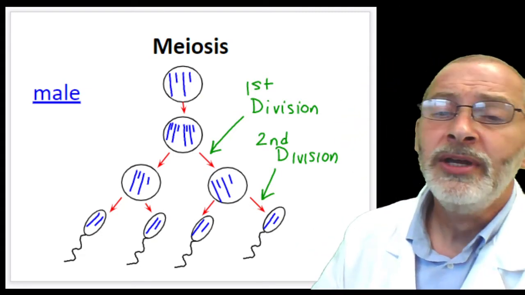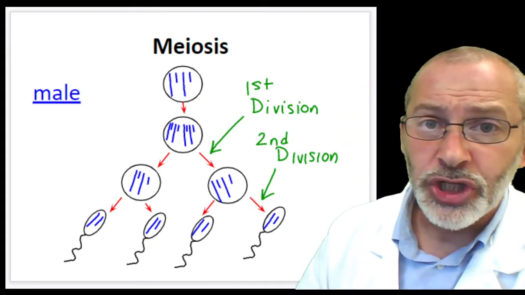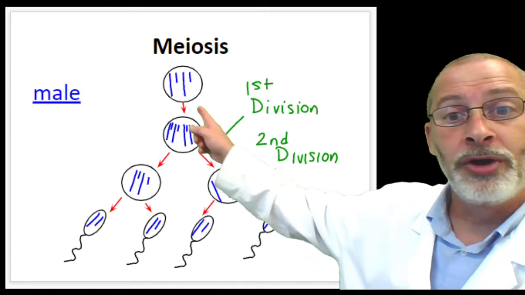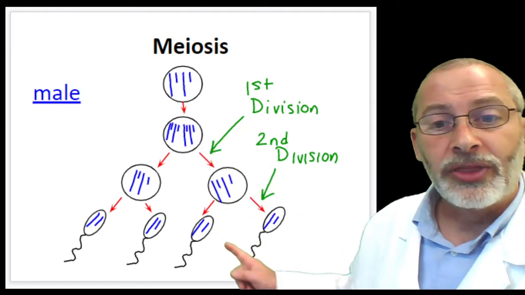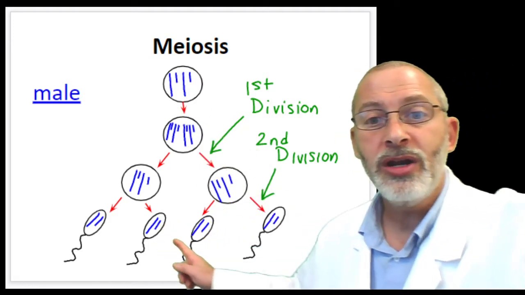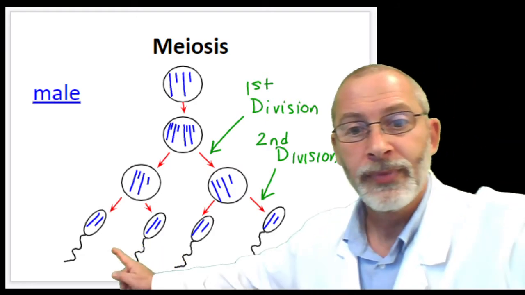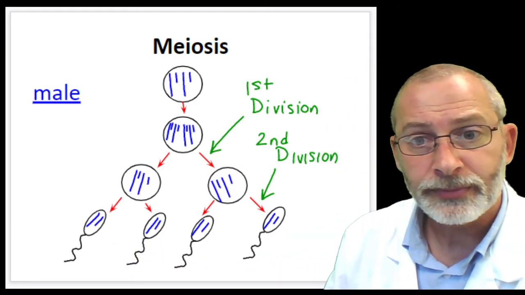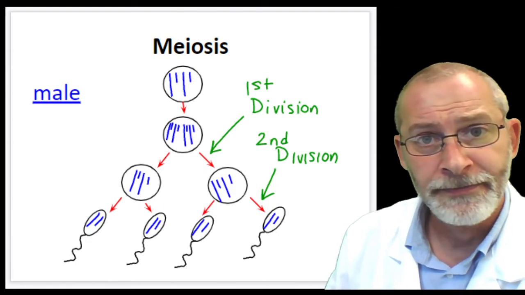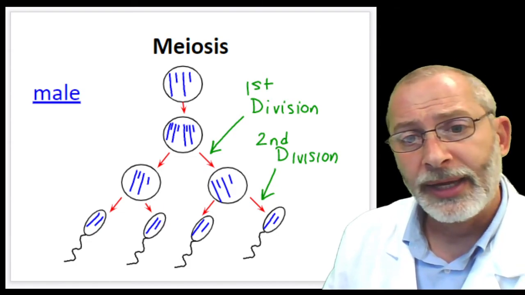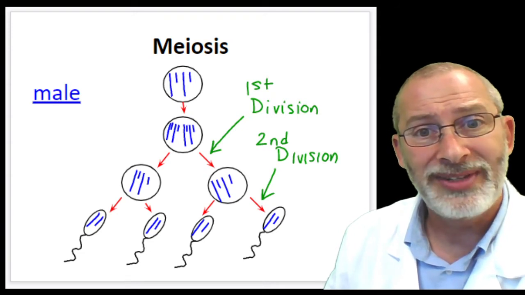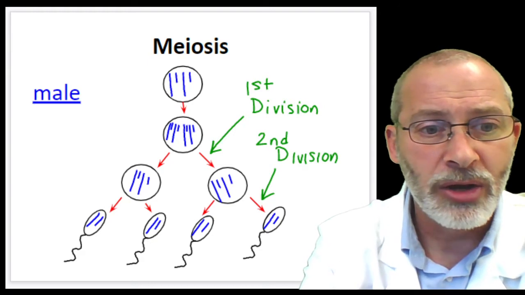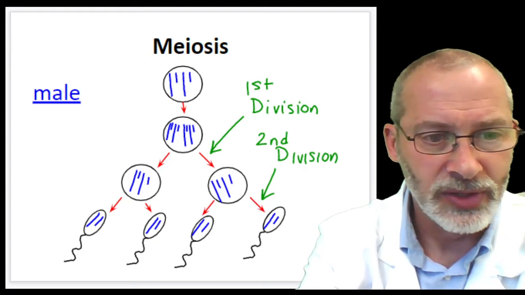So after the second division during male meiosis, from one original cell, we get the production of 4 sex cells that probably have an appearance that looks familiar to you. They look like little tadpoles. They have tails. They are produced with tails that enable them to swim. And those cells are called sperm cells.